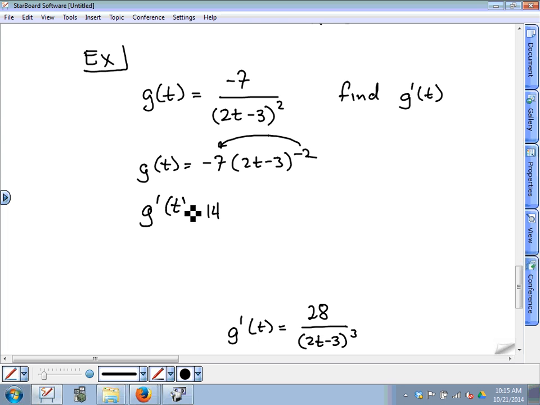So g prime of t equals 14 times the inside function. You decrease the power by 1, but then you've got to multiply this by the derivative of the inside function, which is going to be 2. And then 2 times 14 is 28 times (2t minus 3) to the negative 3, but you don't leave a negative exponent. It hops the line and changes sign.